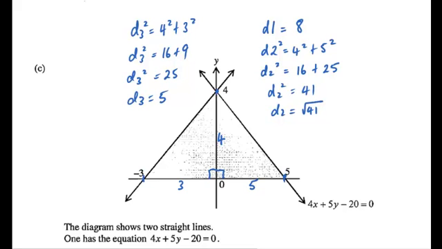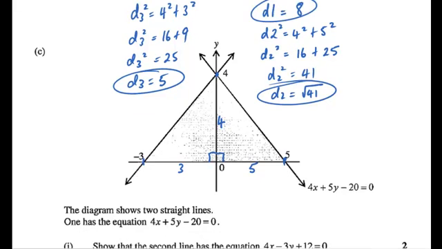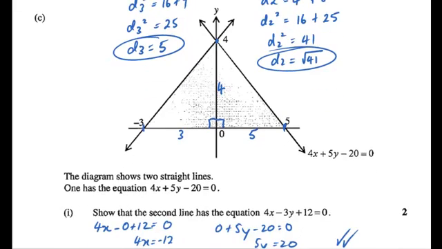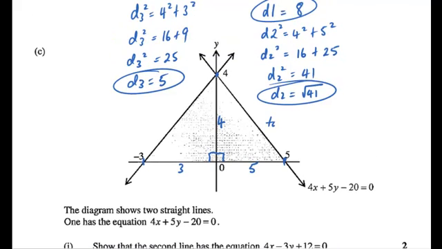Alright, so I have 3 distances. I have one there, and one there. And so my total distance, I'll just write it up here. My total distance will be 5 plus 8 plus root 41, which is 13 plus root 41.